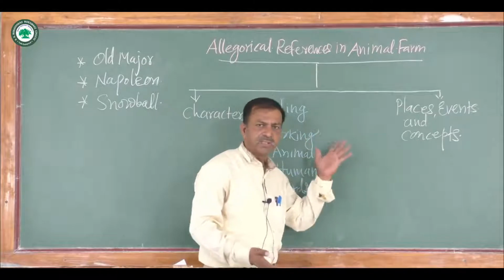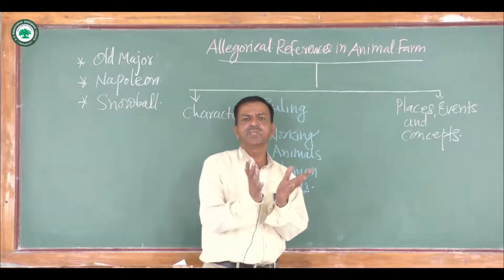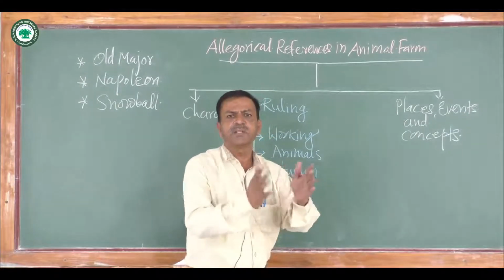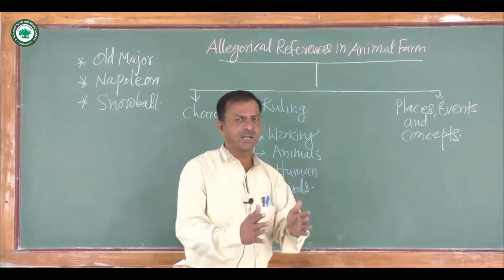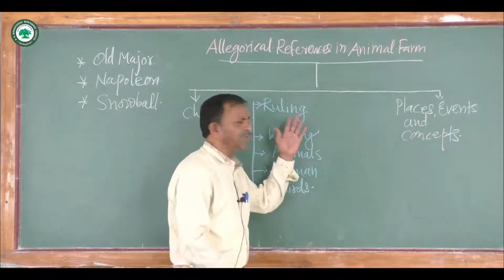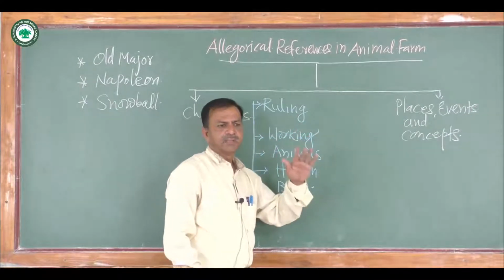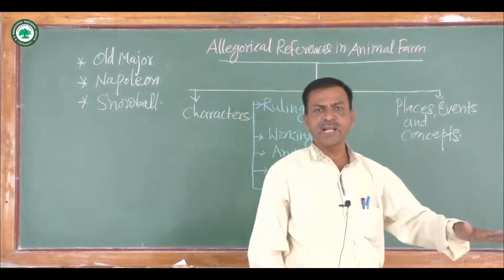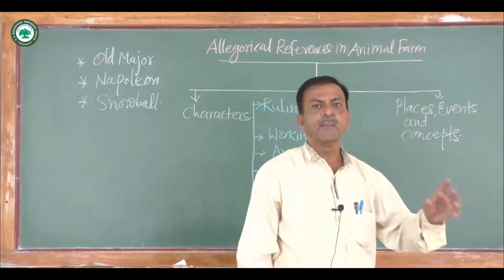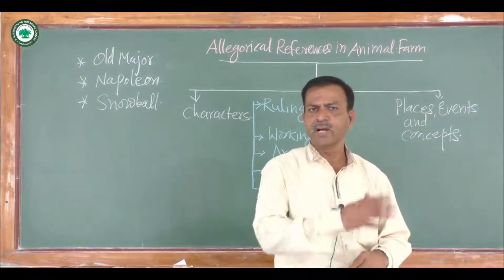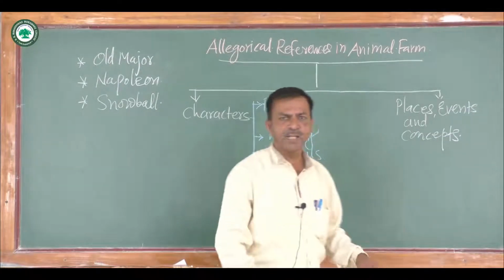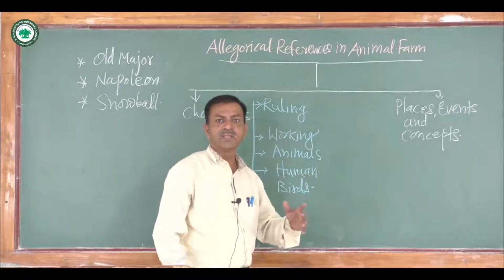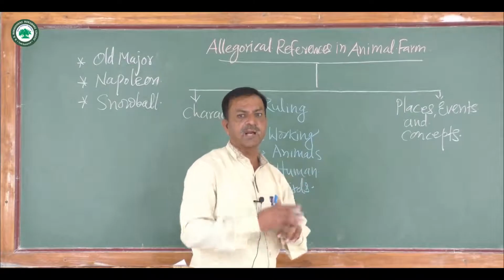But here, in general, we differentiate these characters under different heads for the sake of our study. So in this novel, the first type is the ruling characters. The ruling characters may be human beings or may be animals. And the second type is the working class, which is also known as the followers of the ruling class.